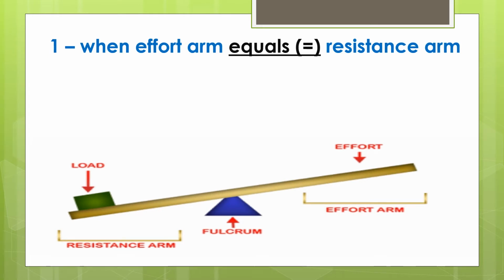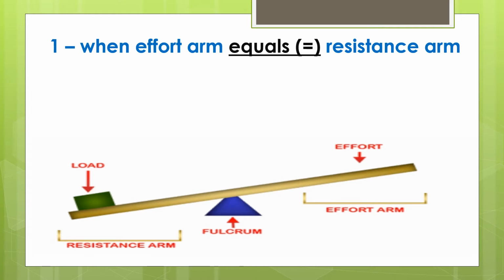Number 1. After we explained the law of levers, which states that effort force multiplied by its arm must be equal to resistance force multiplied by its arm, let's look at the picture. Here we have the resistance arm equal to the effort arm, right or wrong? Look at the picture.